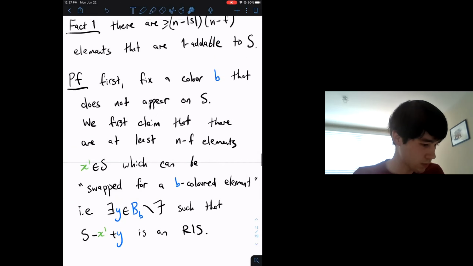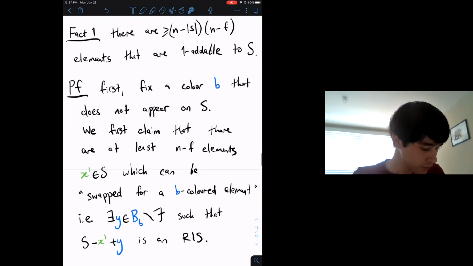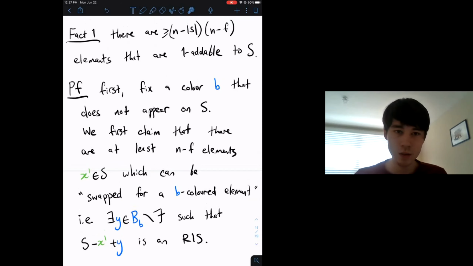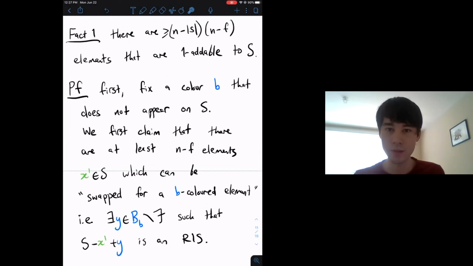So, okay. So here's the proof. So first I'm going to fix a color B, which does not appear on my rainbow independent set S. And we can assume there is such a color B, because if there's not, the bound is 0, and that's trivially true.